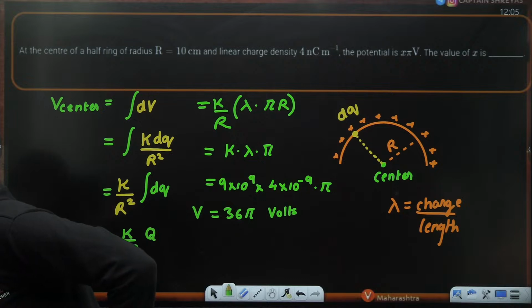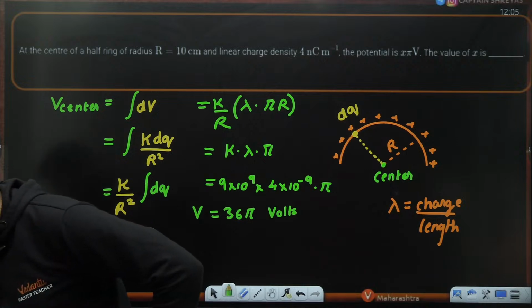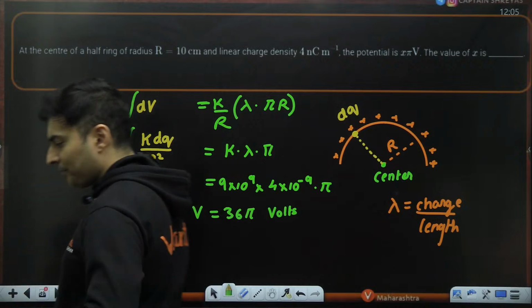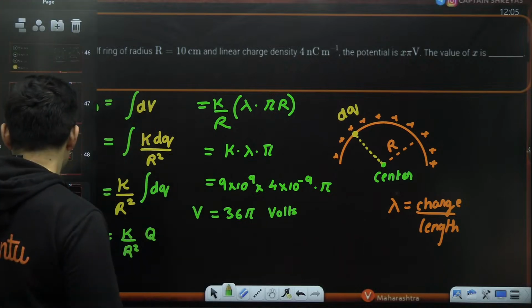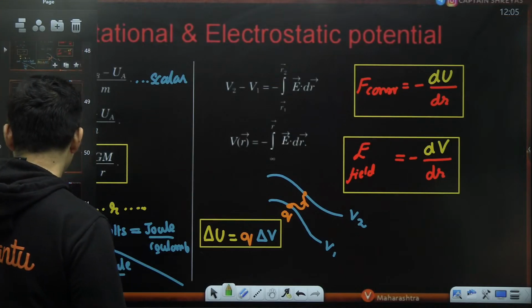Answer is 36. Yes, Asmita. Perfecto. Great, guys. Awesome. All right. Okay. So that was potential, guys.